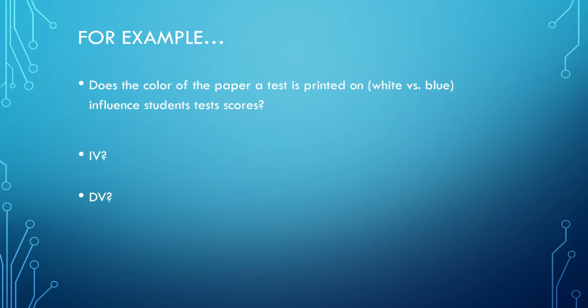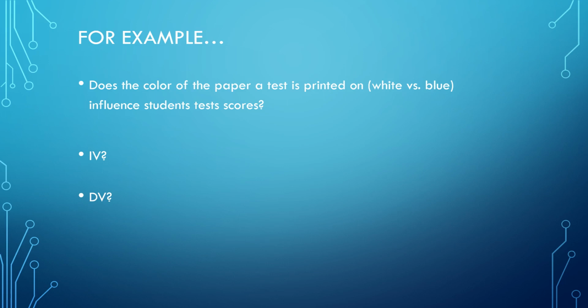So for example, does the color of paper a test is printed on, white paper versus blue paper, influence students' test scores? You could actually pause this for a second and try to answer this question. What's the independent variable? Figure out what the levels are, and then the dependent variable, and then restart.